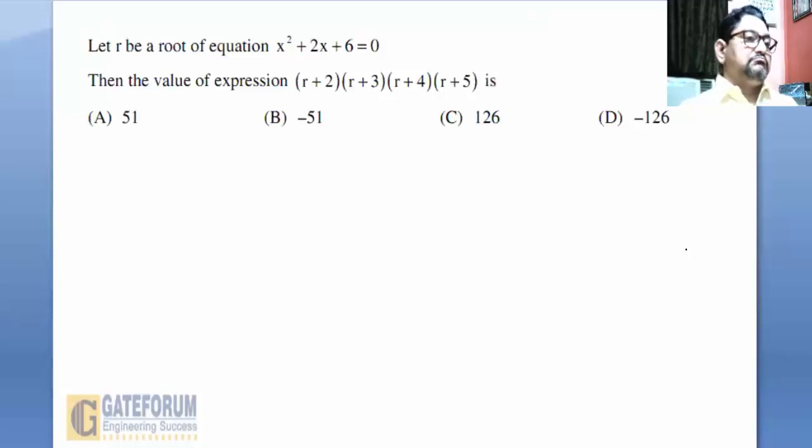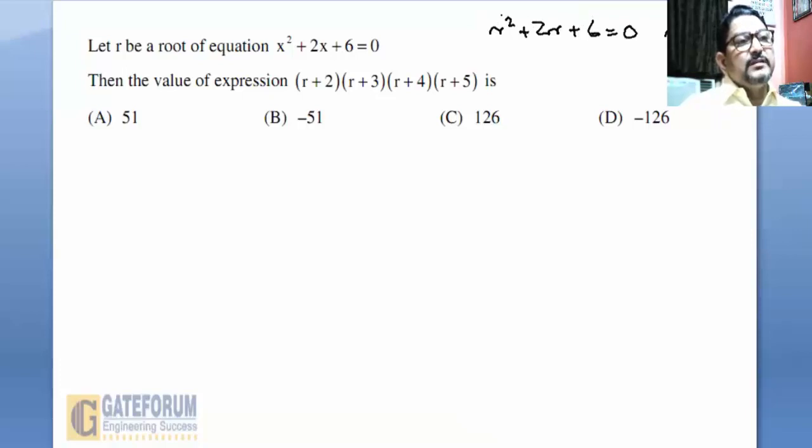This is a polynomial that is given. Let R be the root of the equation x squared plus 2x plus 6 equal to 0. Fine. Since R is the root of this, R must satisfy this equation. So we can write that R squared plus 2R plus 6 is equal to 0 is true. Let us observe that this can't be middle-term factorized, because 6 is either 6 into 1 or 3 into 2. So it can't be middle-term factorized.